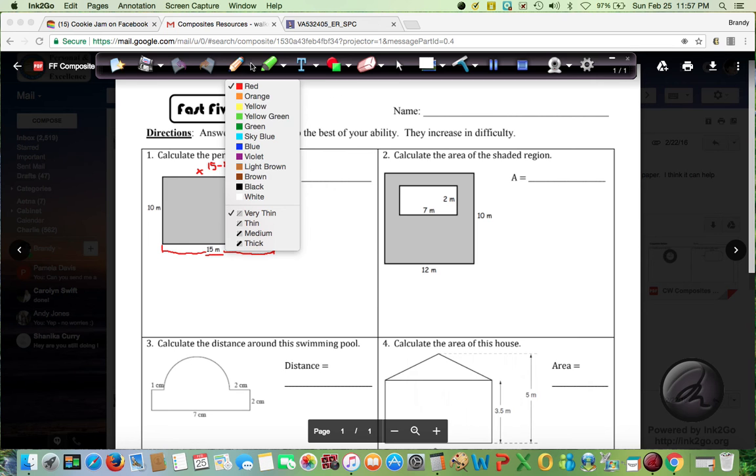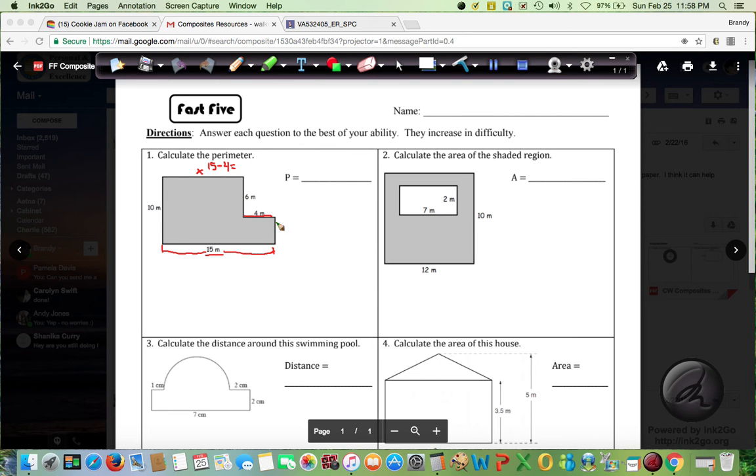Okay, so let's change our color here. And what about this guy? We're missing this one too. So how do we figure that? Well, now you want to look at your vertical pieces, right? Because this is a vertical piece. So you want to go on this side, and from the top all the way to the bottom is 10. We also see over here that this little piece right here is 6.